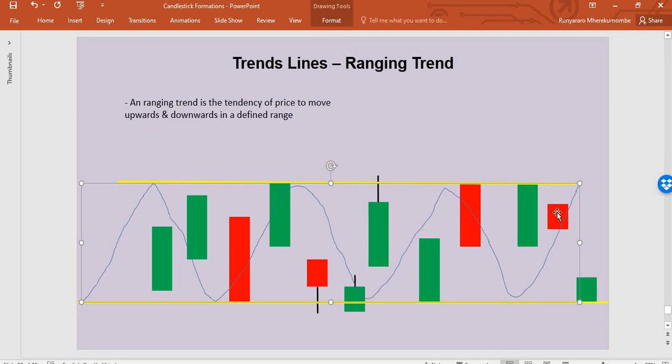So that's it for this lesson. In the next lesson, we'll continue to look at trend lines, but this time we'll be opening charts and trying to draw trend lines and see how these trend lines interact with the charts over time.